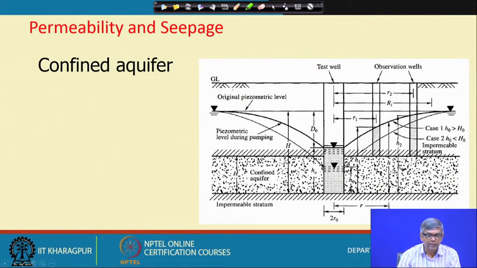The next slide is, as I have told you, that the water bearing layer can be unconfined or confined. This is a case of a confined aquifer. Confined means what? Here you can see it is the same as the previous one, the only thing is this is maybe a very thick clay layer, and this is an impermeable layer, this is an impermeable layer, and this is the sand layer which is holding the water. This water may also be under pressure.